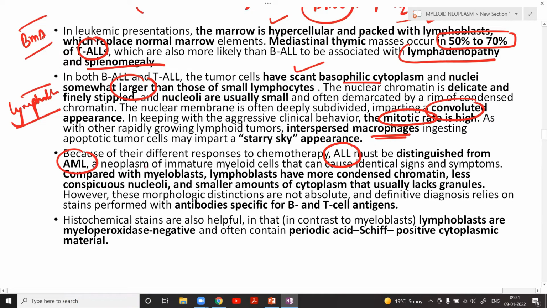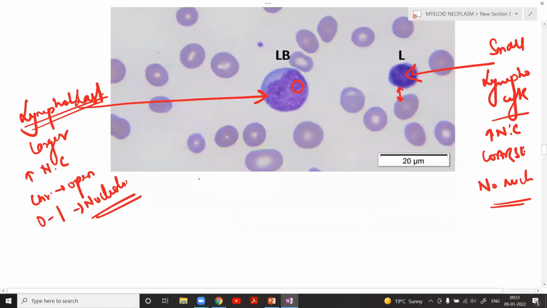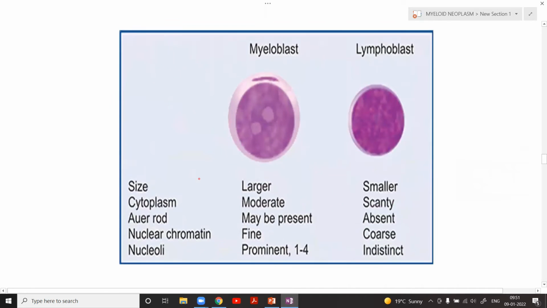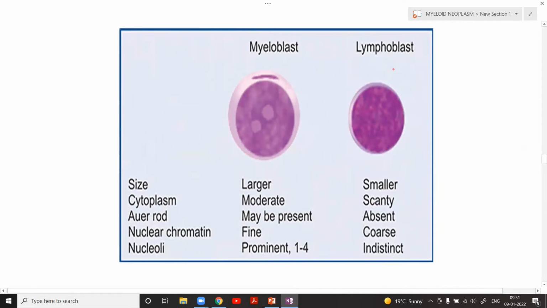from an AML. In the class on acute myeloid leukemia, I have already discussed the points of differentiation, which I'm going to repeat now. If we compare a myeloblast with a lymphoblast, a myeloblast is much larger in size compared to a lymphoblast, which is smaller. Myeloblasts have a good amount of cytoplasm, which is also granular in nature, with multiple granules, whereas over here the cytoplasm is scanty and agranular.